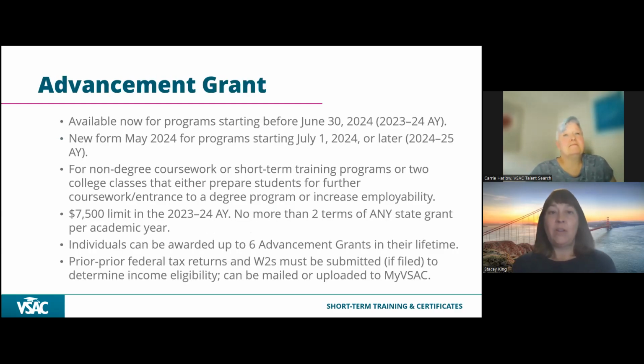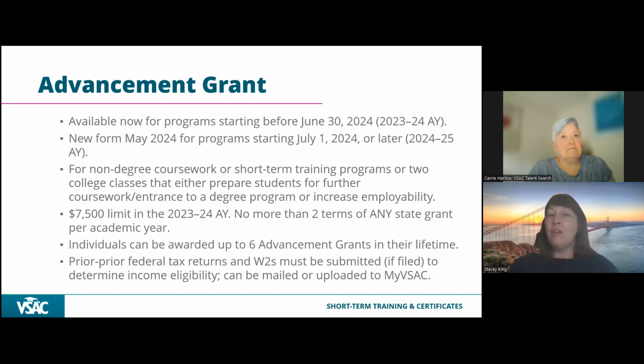This is one of the Vermont grants, so remember, you do have to be a Vermont resident to be eligible. It is currently open right now for programs that start before June 30th. So remember, this academic year will end on June 30th, and then the new form for next academic year, 24-25, will be up in May. So just keep an eye on which application, which academic year you want.